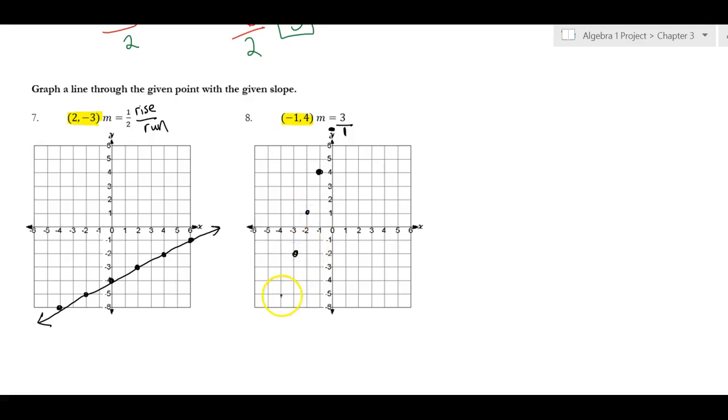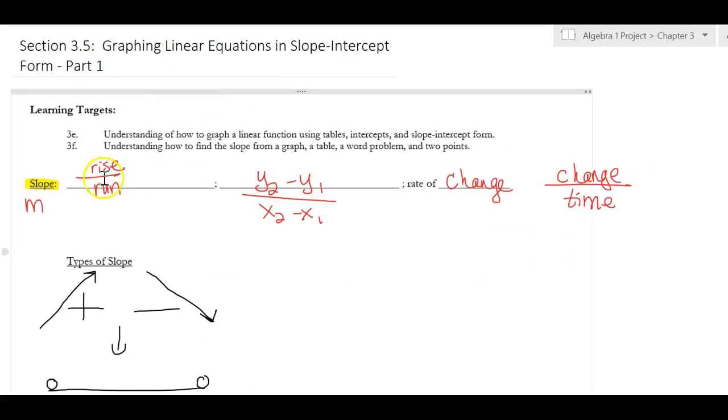There's going to be times that your graph does not fit going one way, and so you have to go the opposite way so that it'll fit on the graph. All right, so the things to remember is slope is rise over run. You have your formula. It's the rate of change, which is change over time, and then the letter that represents slope is m.